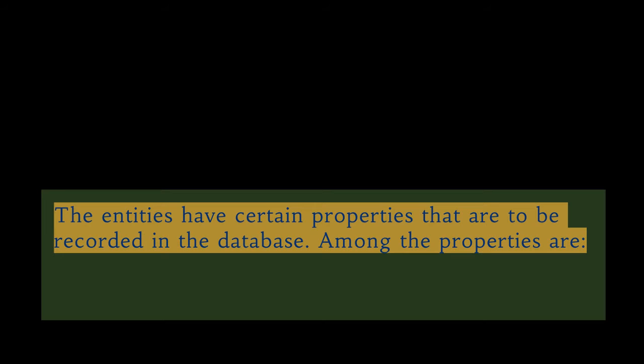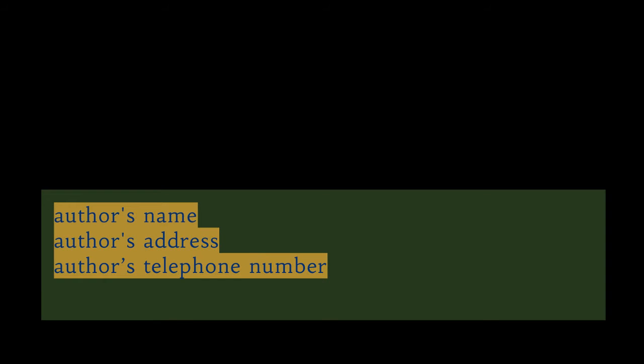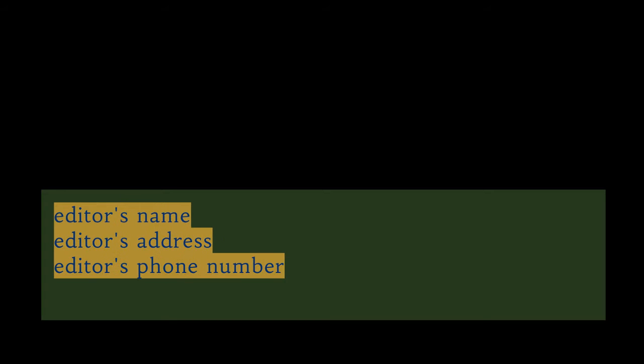The entities have certain properties that are to be recorded in the database. Among the properties are book's name, book's price, book's publication date, author's name, author's address, author's telephone number, editor's name, editor's address, editor's phone number, publisher's name, publisher's address.